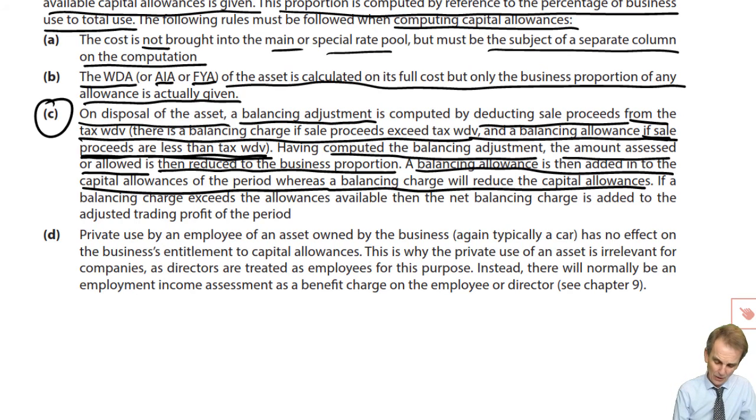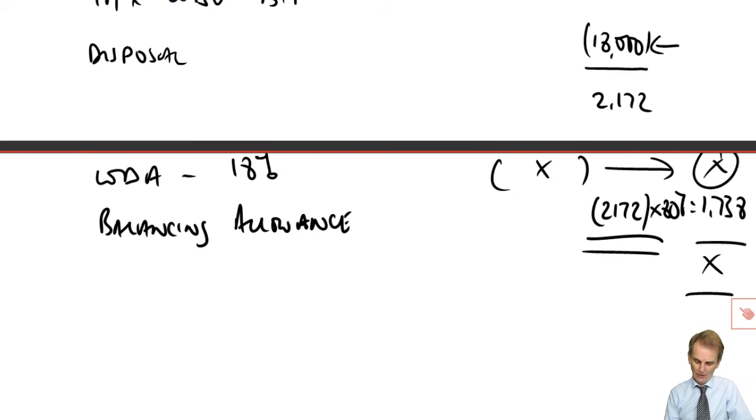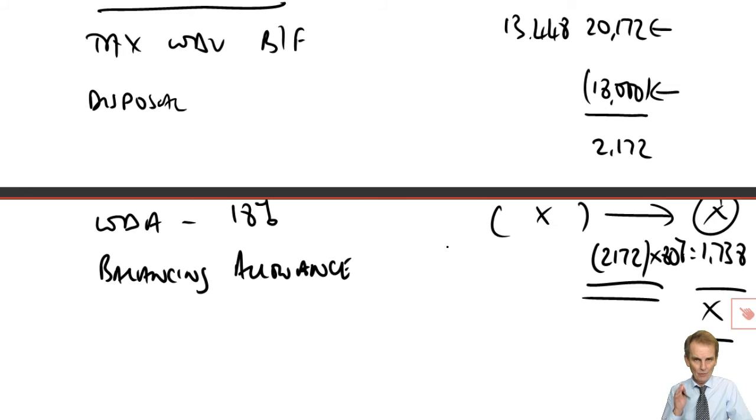So what we have said we do with that balancing allowance, remember, why is it a balancing allowance? Because we've sold it for less than tax written down value, i.e. we've not yet been able to claim all of the available allowances that the period of ownership and the net cost, we bought it for 30, sold it for 18, would allow us to have. So we pick up the remaining balance in the form of a balancing allowance.